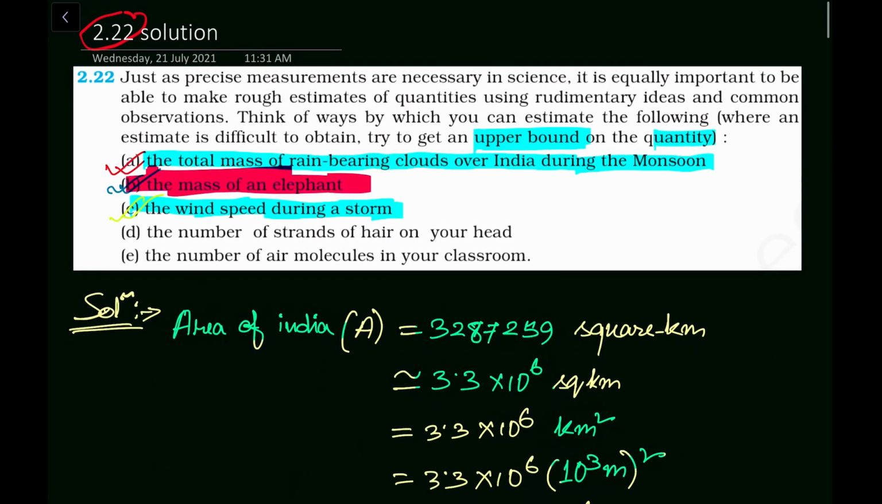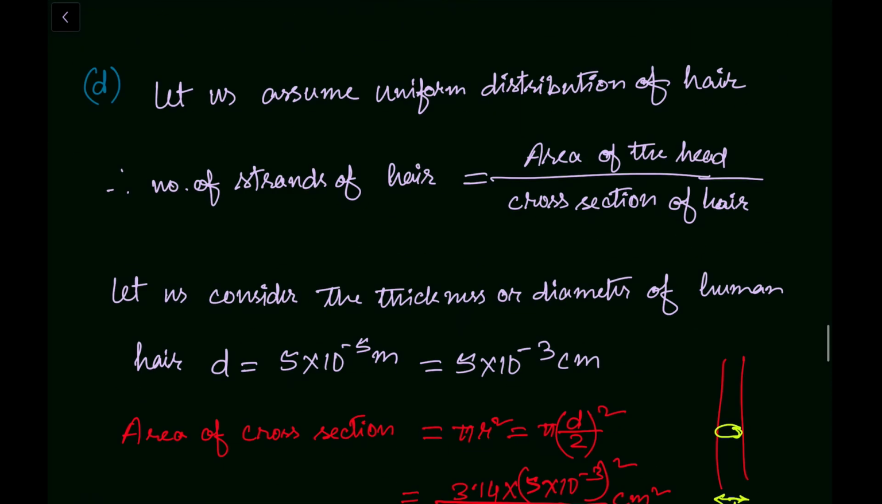In the fourth part of the problem, we have the number of strands of hair on your head. That means we have to count the number of strands of hair in our head. Let us assume that there is a uniform distribution of hair in the head. Why have we considered uniform distribution? Otherwise, it will be difficult for us to count the number of hairs. We have made some approximation. We have to estimate the number of hairs in our head.